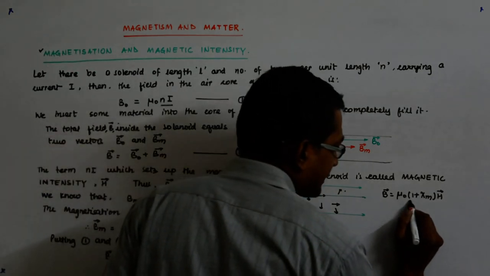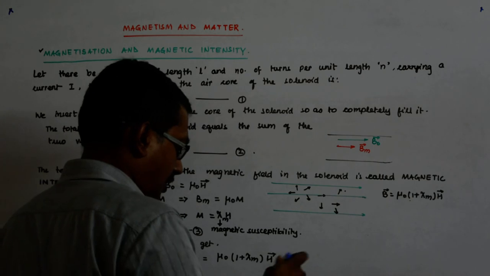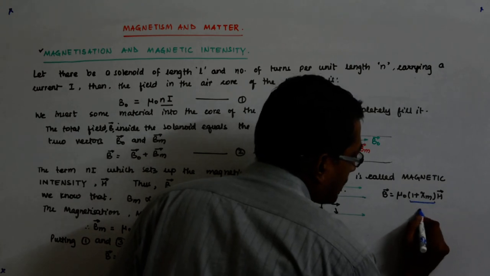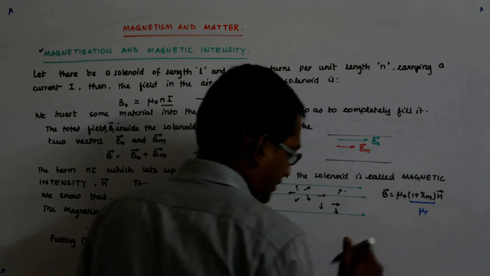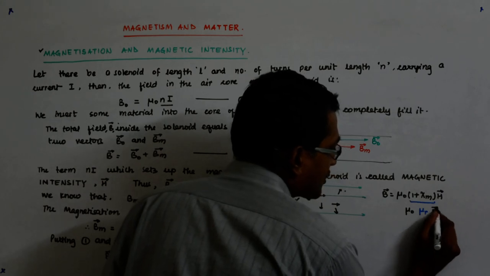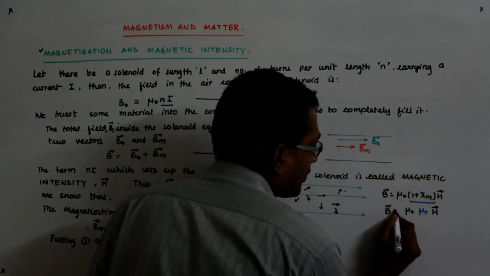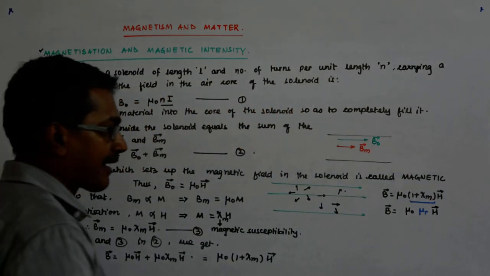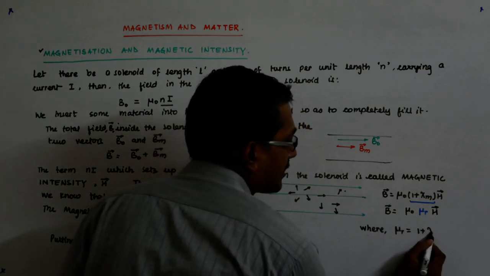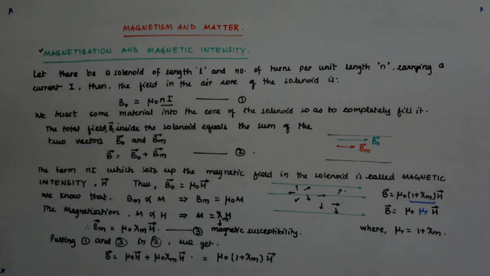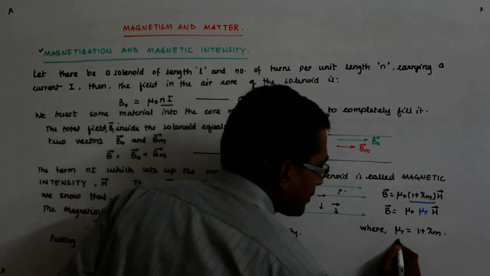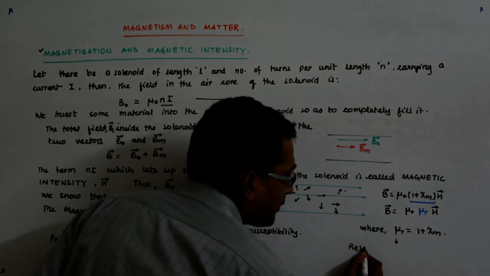And it is this that I call mu r. This I call mu r. And this remains mu naught. And this is H. So B is also equal to that, where mu r is equal to 1 plus chi m. And mu r is called relative permeability.